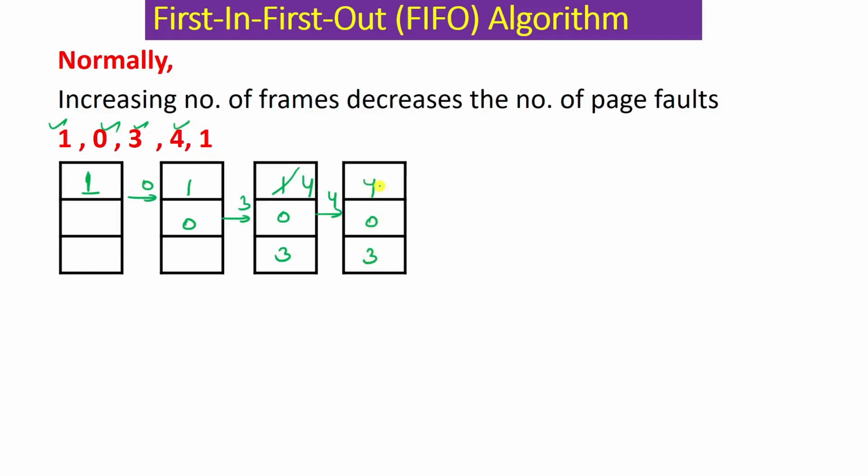Now again 1 is asked, and you can see 1 is not here. Okay, so 1 should replace this because this is the oldest out of 403. So total how many page faults are generated? Total 5 page faults are generated, right?